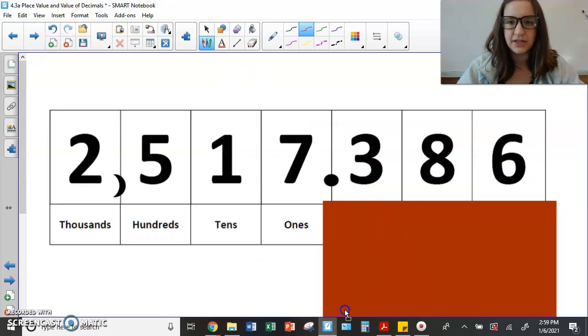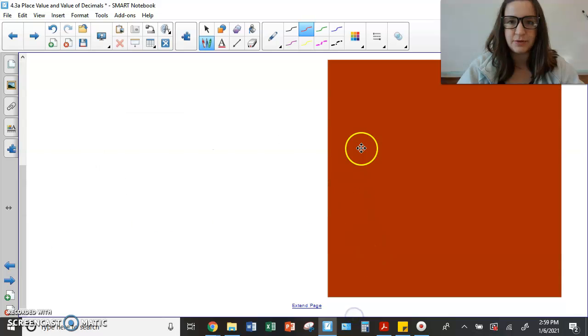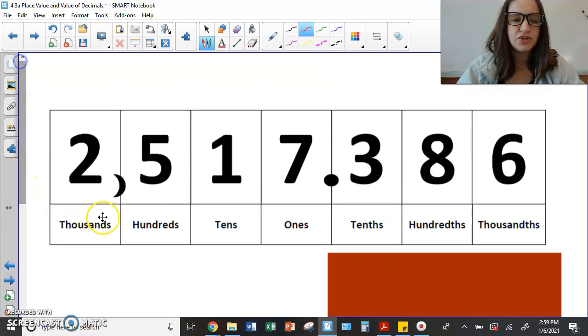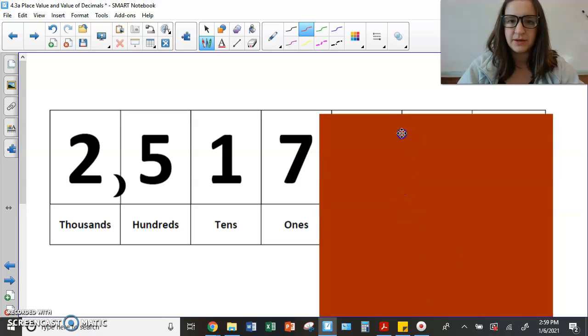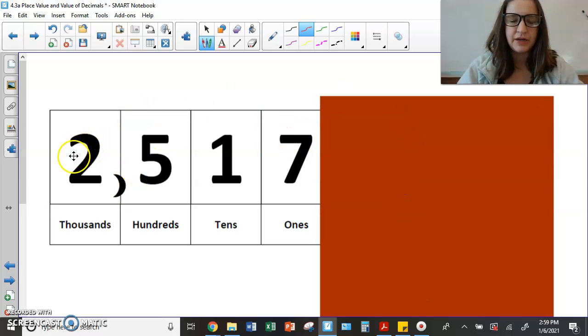So let's look at our decimal place value chart. Right here, you can see that we have our thousands, hundreds, tens, ones, tenths, hundredths, thousandths. Before dealing with decimals, you would look at a number and say, okay, this is 2,517. That is still the same. Nothing about that whole number is changing when we add decimals. We're just adding pieces to this number as well.